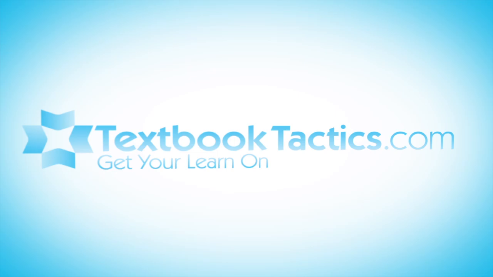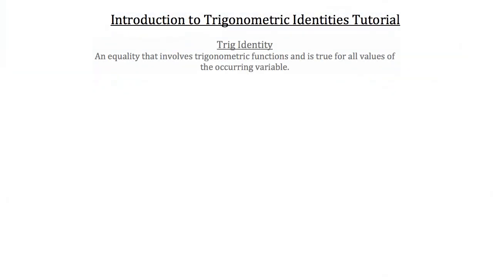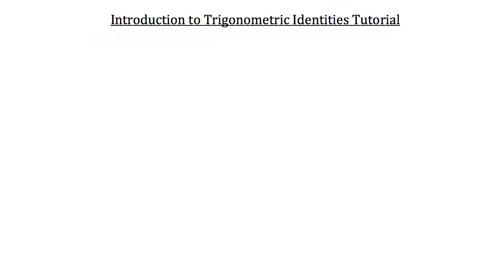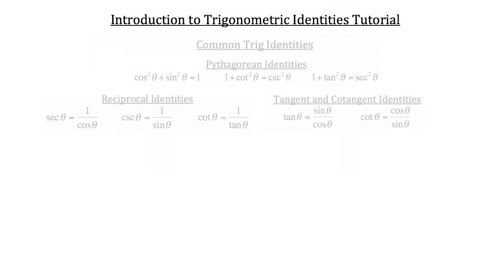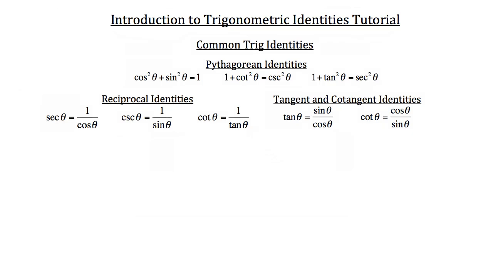This is the Introduction to Trigonometric Identities tutorial. A trigonometric identity is an equality that involves trigonometric functions and is true for all values of the occurring variable. Now, trig identities are one of those things in math where it's just easiest to show you the work and explain it to you that way.